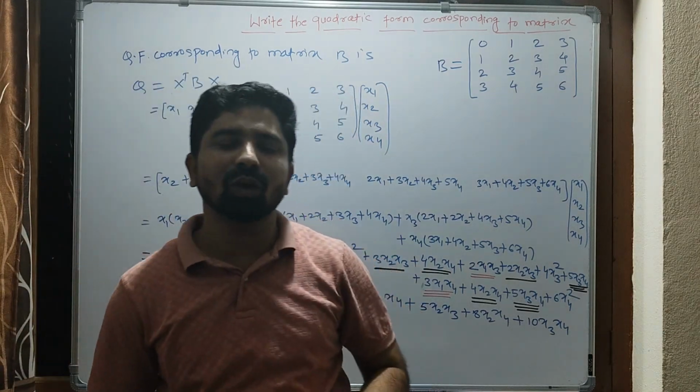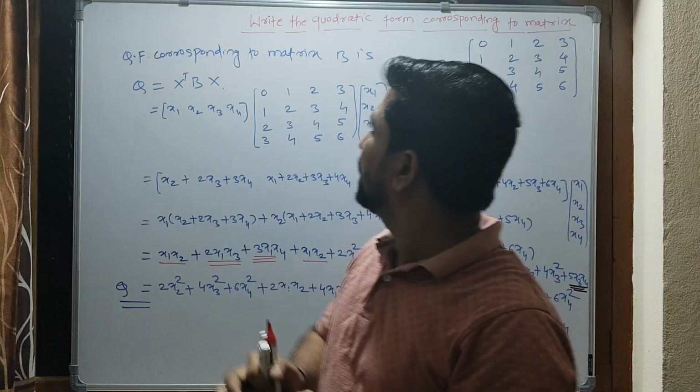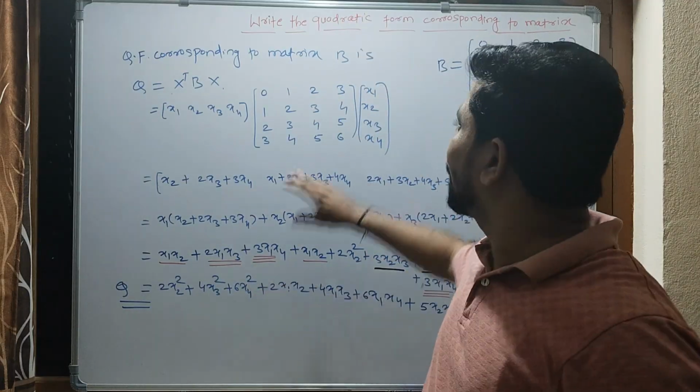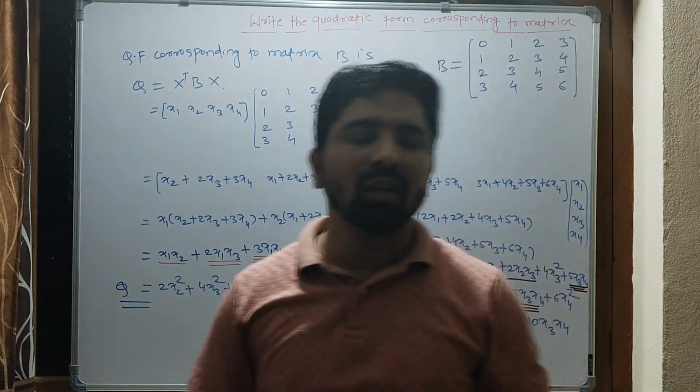In this way you can solve how to write the quadratic form corresponding to a matrix A of any order, such as 4 cross 4.